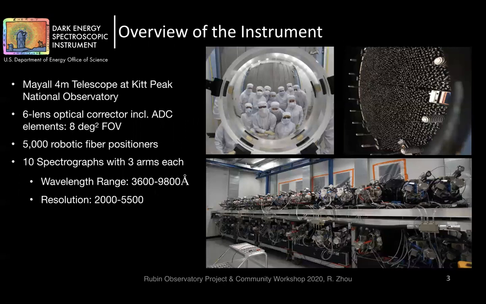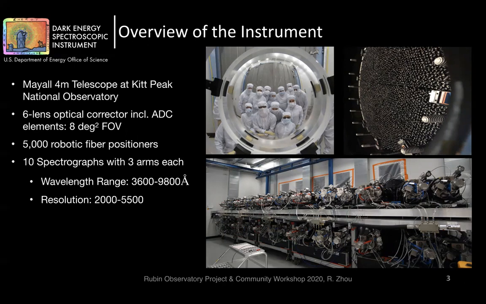Enabling these measurements are some remarkable instruments at the Mayall 4-meter telescope at Kitt Peak. This includes the 6-lens optical corrector, including atmospheric dispersion corrector elements. They enable an extraordinary 8-square-degree field of view. There are 5,000 robotic fiber positioners, and the top right figure shows the fully populated DESI focal plane, where each tiny spot is a fiber positioner.